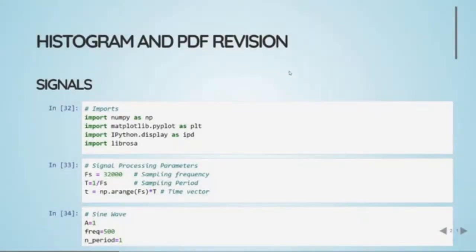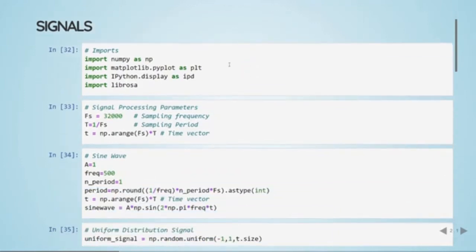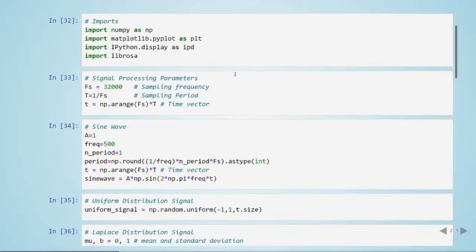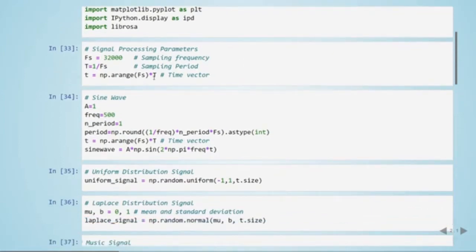We start this revision by defining 4 signals that we are going to use to calculate histograms and PDFs. So first, I'm importing the Python libraries we are going to use. We are going to use NumPy, matplotlib and librosa to handle audio signals. Here we are going to use a sampling frequency of 32 kilohertz, and I'm defining a time vector of 1 second that we're going to use to create our signal.